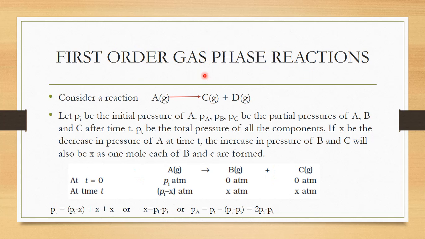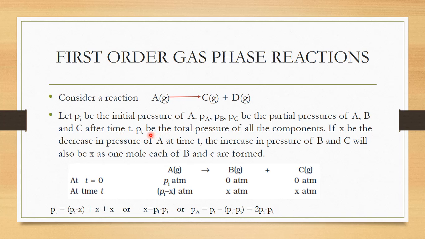Suppose the first order reaction is in gas phase. Here we have taken the reaction. In a gas phase reaction, you cannot measure the molar concentration. You will have to measure the partial pressures. Let Pi be the initial pressure of A, and Pa, Pb, Pc be the partial pressures of A, B and C after time t.